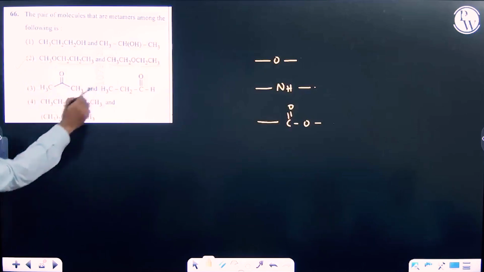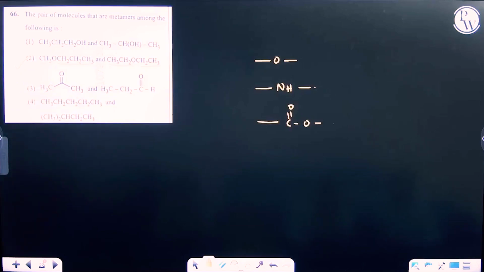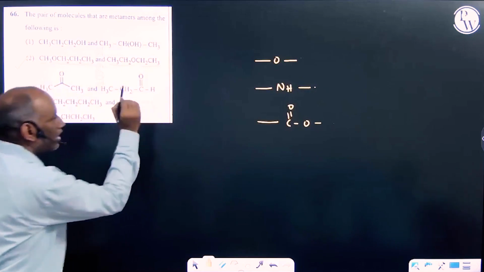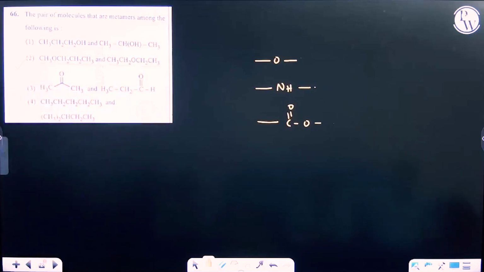If you look at these 2, they are functional isomers, as you are aware. And in this one, they differ in the length of the chain, and hence are chain isomers. So you will just go for the second option. It is a somewhat easy level question only. It is not that difficult in organic chemistry to find the metamers.